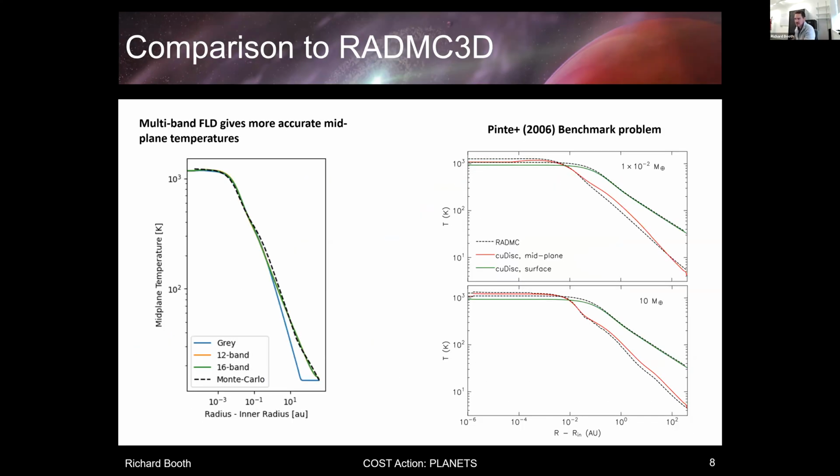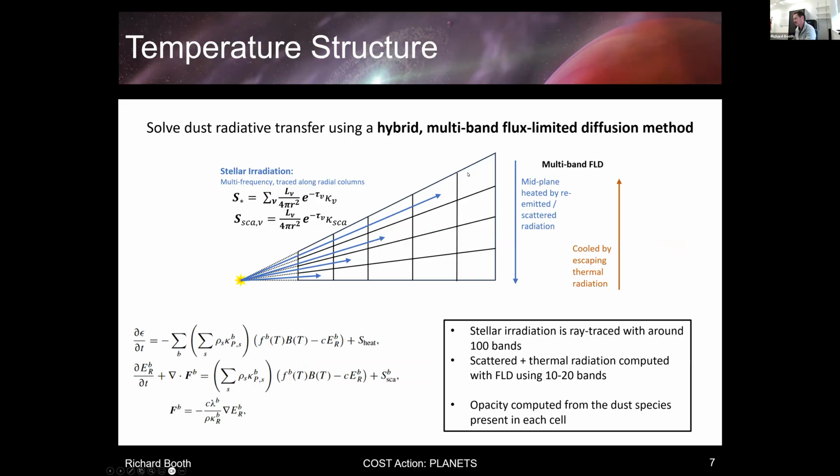So when we do this, it actually works quite well. What I'm showing here is essentially some benchmarks, which we compared to RADMC3D. So the left panel here is showing a couple of multi-band results compared to a gray hybrid flux-limited diffusion. So this is a single band. And you can see that compared to the Monte Carlo solution, we actually get a much better agreement with the midplane temperature. And this is essentially because the optical depth at the wavelength that the heating's happening at is different to the optical depth at the wavelength that the cooling's happening at, and we can capture that much more accurately in a multi-band method.